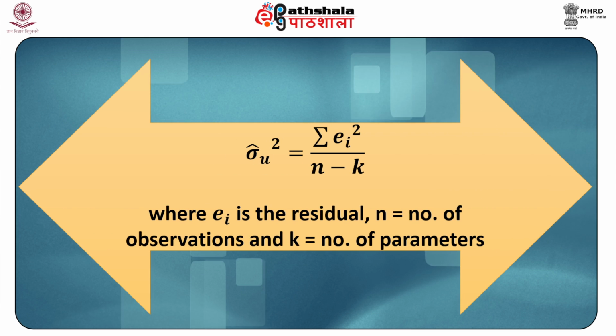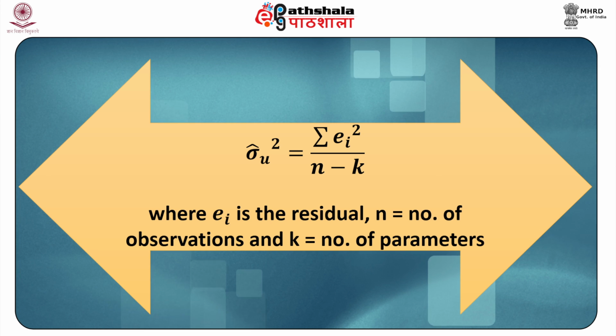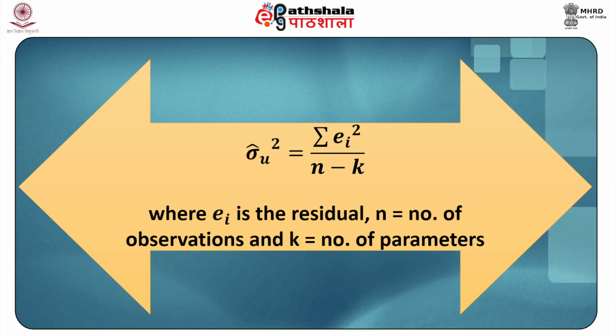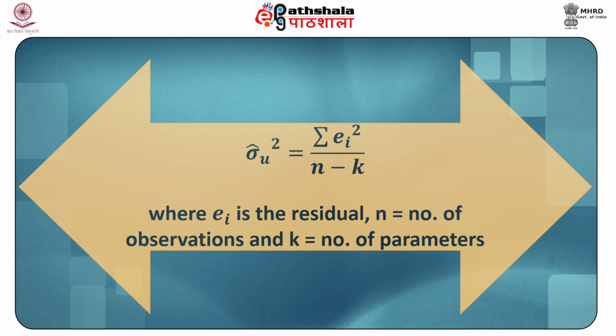So to know the variance, we need to know the variance of the error term, which is sigma mu square. Therefore, the estimate of the error variance is as given here: sigma mu hat square is equal to sigma ei square upon n minus k, where ei is the residual, n is the number of observations, and k is the number of parameters, 3 in this current example of 2 explanatory variables.